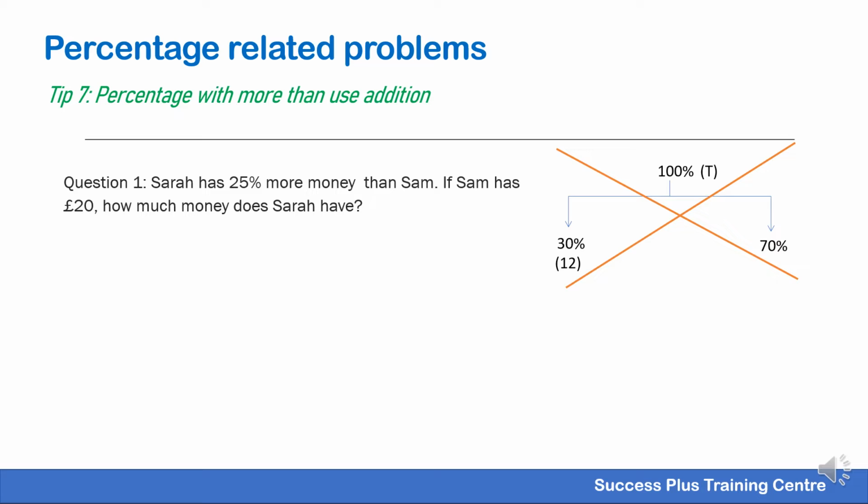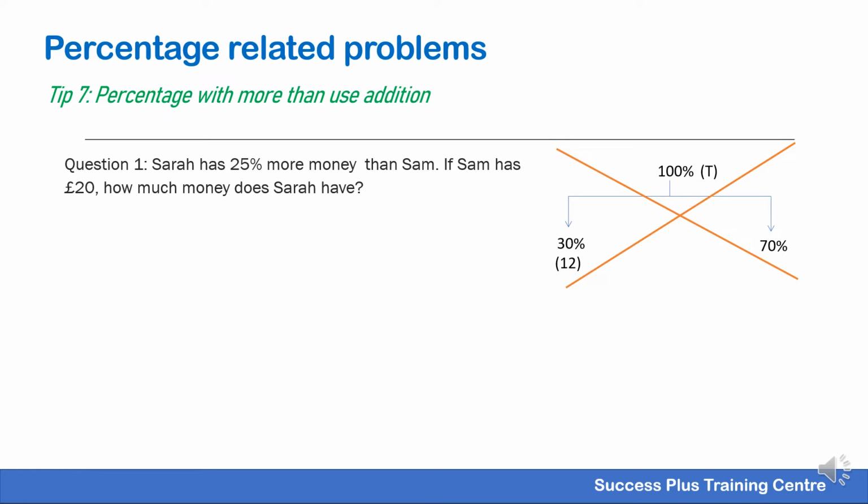Percentage with more than, we use addition. Let's clarify this point using the following question. Sarah has 25% more money than Sam. If Sam has £20, then how much money does Sarah have? With these sort of questions, we cannot use the percentage tree. With these sort of questions, we are comparing the percentages between two different parts.